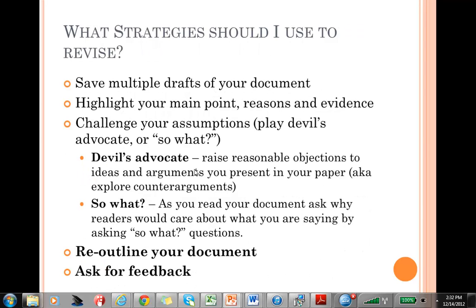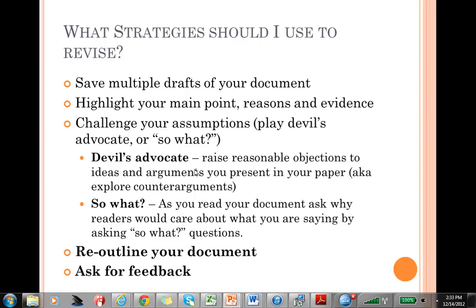So what other strategies should you use when you revise? You want to save multiple drafts of your document. Save that first draft that you turned in last Sunday. Keep it as a draft. Every time you revise it significantly, save another draft of your paper. If you print out a copy of your paper, one way to really make sure that your thesis and your subtopics are easy to find is to highlight them and look at them directly. Use a highlighter and underline them.